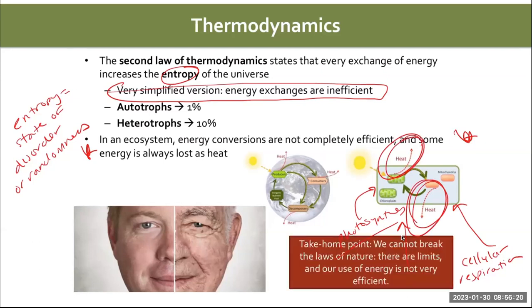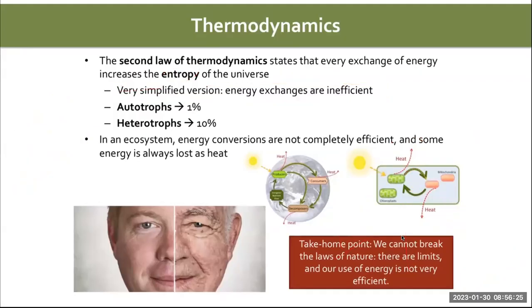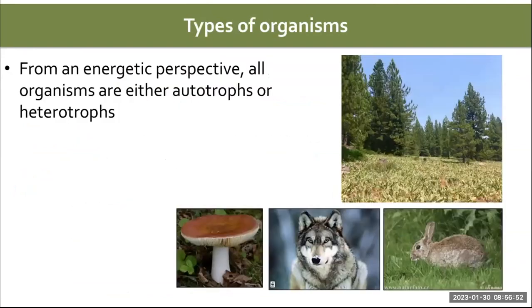Okay, so the take-home point of all of that is that these are fundamental laws of physics and of chemistry, all right? And we cannot break those laws. So from an ecosystem management perspective, there are limits. And our use of energy is inherently not very efficient. Okay, let's elaborate on this briefly.